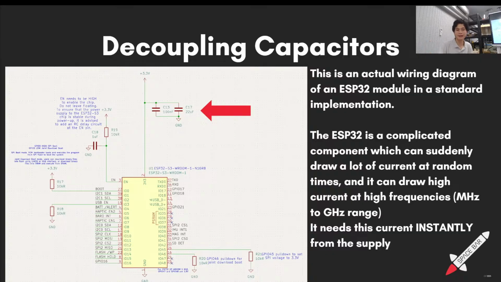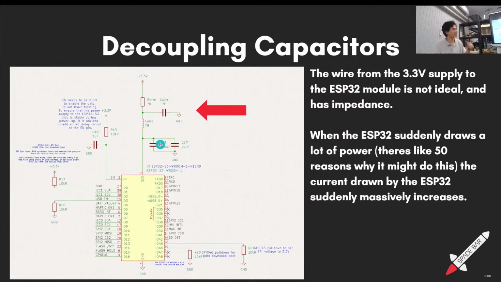Okay, sure. So this is a problem because I've got this long line here, and this line has an impedance. It is not an ideal wire, right? So I have modeled the impedance now. Here is the impedance of the wire. I have got the resistance, the capacitance, and the inductance. So the ESP32 suddenly draws a lot of power, and we don't care why. It just did it. The current draw by the ESP32 suddenly massively increases, and this can happen really fast.